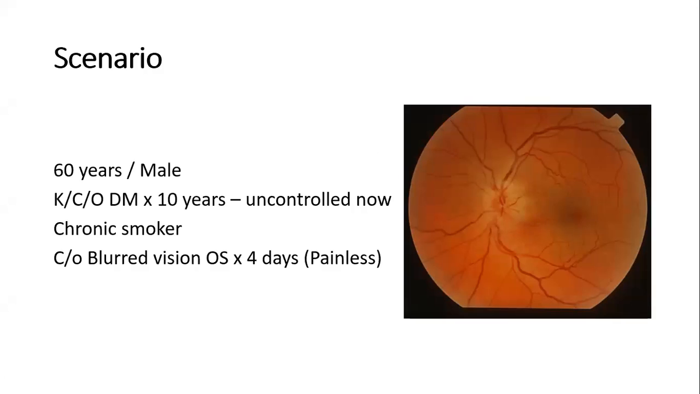So we have seen the visual pathway. Just 2-3 slides about the other visual field effects that can happen in neuro-ophthalmology. So consider this: there is a 60-year-old male who is a known diabetic for 10 years, and he has uncontrolled diabetes. He is a chronic smoker and complains of painless, sudden diminution of vision in the left eye. So what would be the diagnosis here?